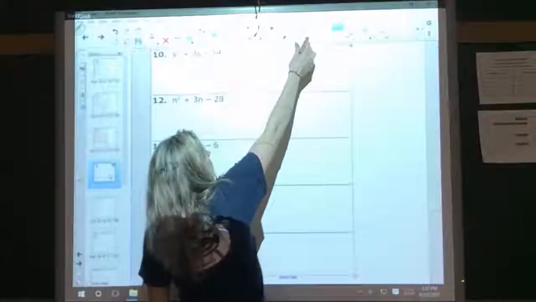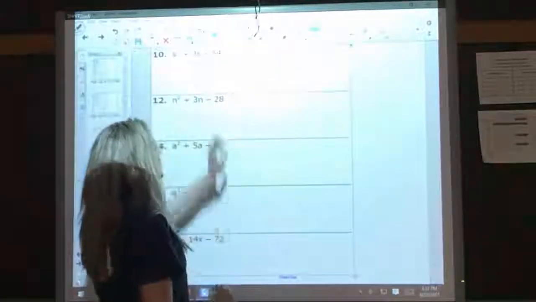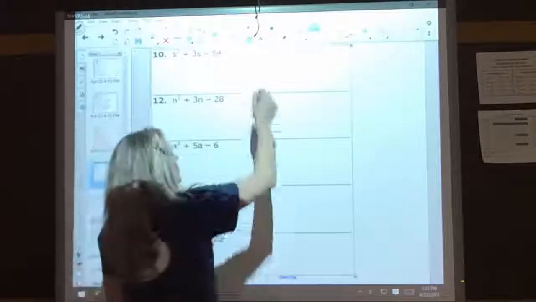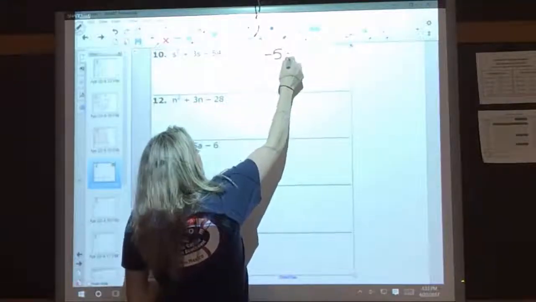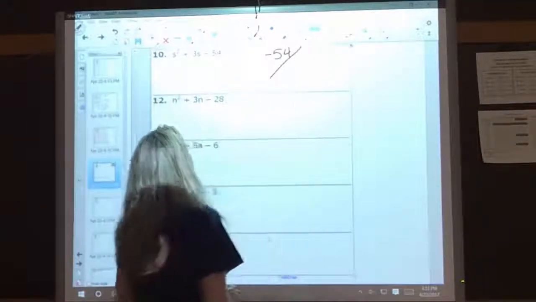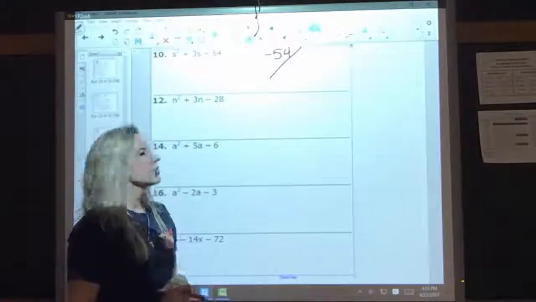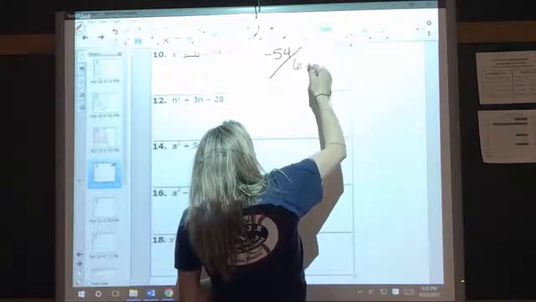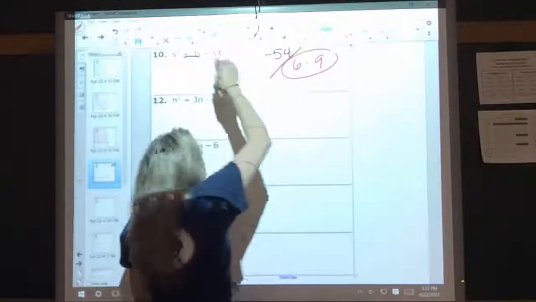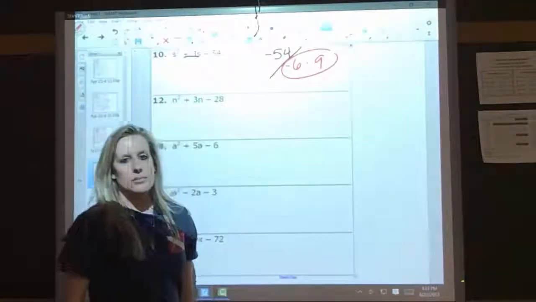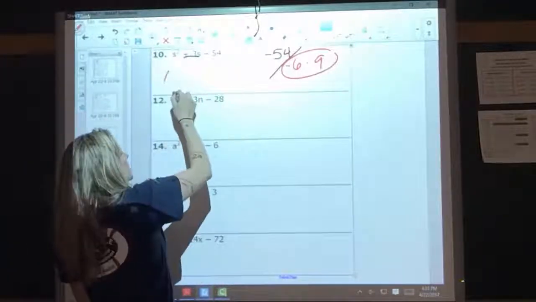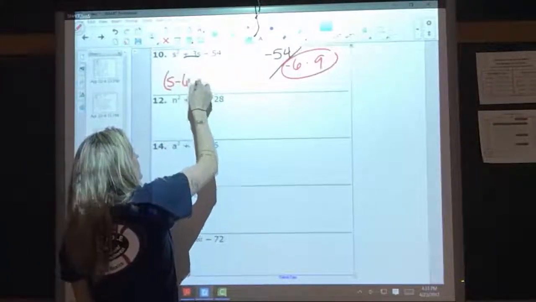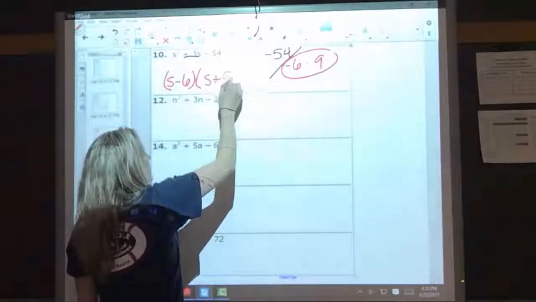All right, so the 5 on the right, you needed to find the factors of negative 54 on number 10. Okay, so the factors that would give you a 3 in the middle would be 6 and 9. And to get a positive 3, you'd have to do 9 minus 6. Okay, so it'd be s minus 6 and s plus 9.